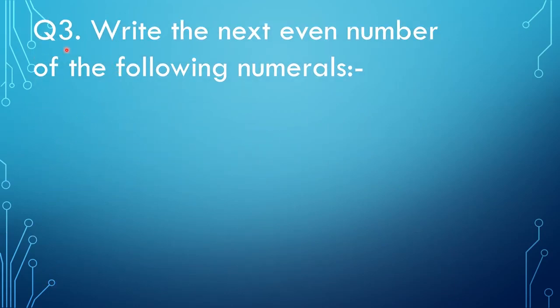Now in question number 3, write the next even number of the following numerals. तो अब यहाँ पर हम देखते हैं बेटा how we have to find out the next even number of the numerals. So here in A part it is given 1, 6, 16. So here at ones place the number given is 6. At tens place it is 1. And in even or odd number we have to see only ones place digit.